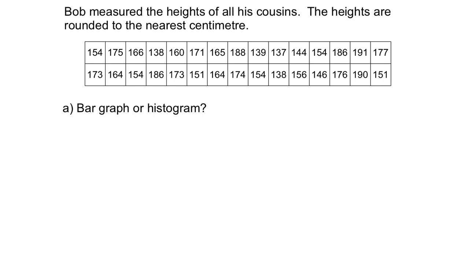Now we're going to work through a scenario here. The scenario is this: Bob measured the heights of all his cousins. The heights are rounded to the nearest centimeter. So this table shows all the different heights of all his cousins. That's a lot of cousins. But if Bob wanted to display this data, would he use a bar graph or a histogram? I'm hoping that you said histogram because the only data that we see here is numbers. This is numerical data. Heights are numbers. We're going to use a histogram.